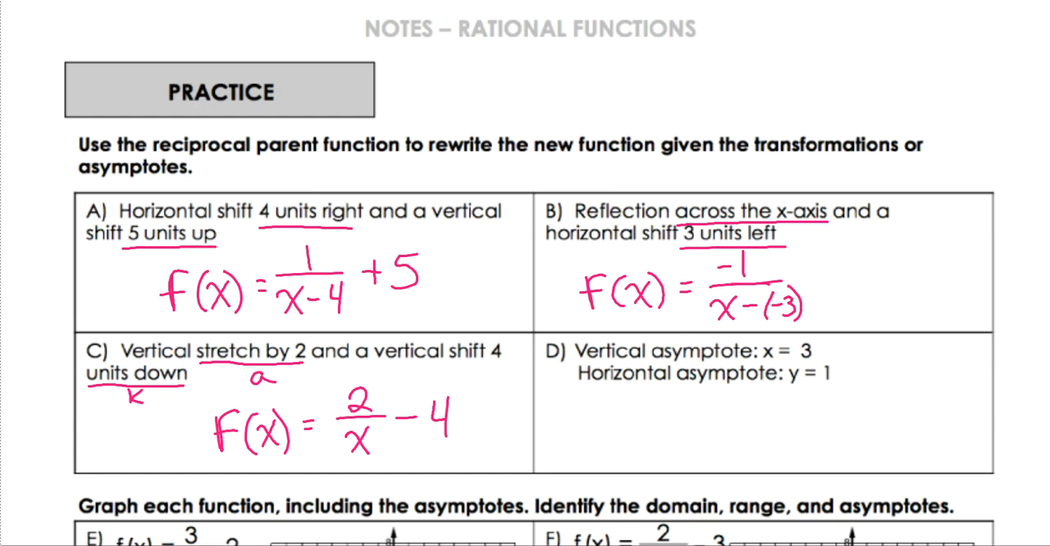This last one, instead of giving us the transformations, we have to figure out the transformations given the asymptotes.